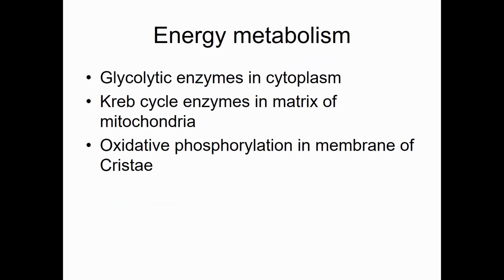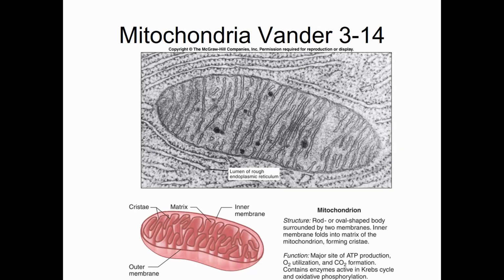So energy metabolism. We have glycolytic enzymes in the cytoplasm. We have enzymes for the Krebs cycle, or the TCA cycle, in the matrix of the mitochondria. And then in the membrane cristae of the mitochondria, there are proteins, cytochromes, necessary for oxidative phosphorylation.